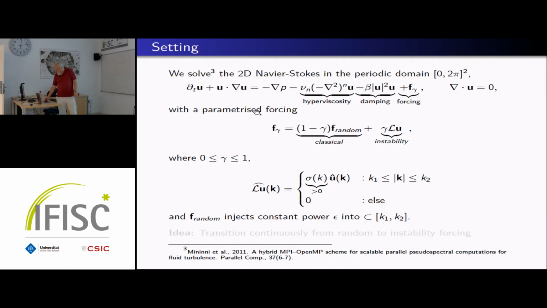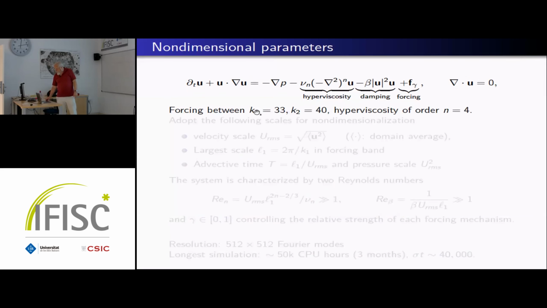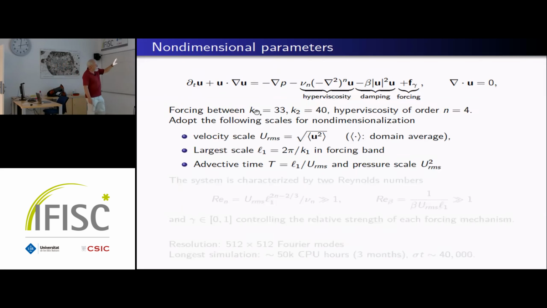Okay, so that's the model that we have, and so we're going to vary the parameter lambda. And so before I do that, let me just tell you a little bit about the parameters.